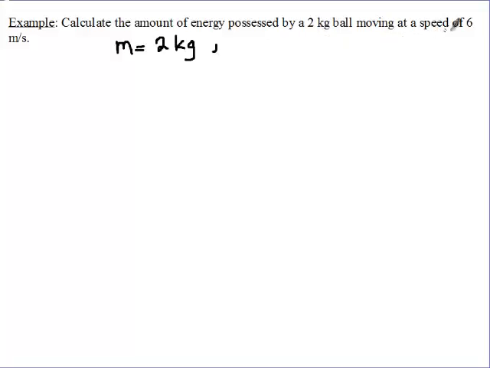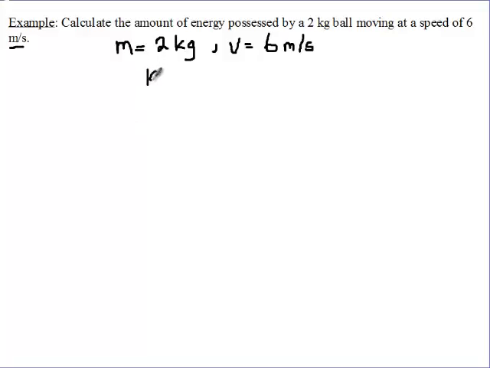Moving at a speed of 6 meters per second. So here we see meters per second. So that clearly should be our velocity. So V is equal to 6 meters per second. Now let's go to our formula for kinetic energy.